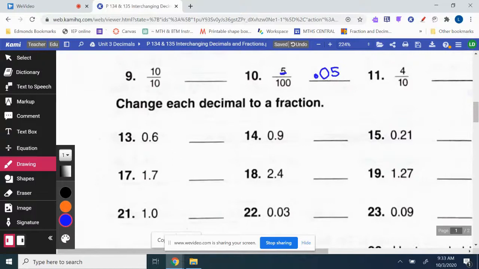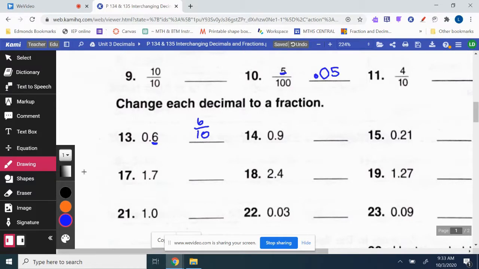The next batch, they want us to change the decimal to a fraction. So because this is 6/10, I read it, I'm going to go 6/10. And yes, I know that's not in simplest form. We're going to get there. I really just want you to be able to put them over tenths or hundreds.